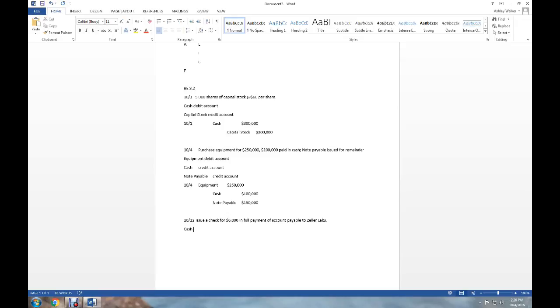So cash is going to decrease. Therefore it is a credit entry. So that's our credit account. Our other account is an account payable. That's a liability. We're going to be getting rid of that liability, so that's going to be our debit account. So let's do our journal entry.